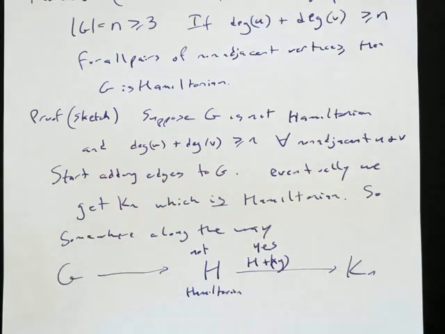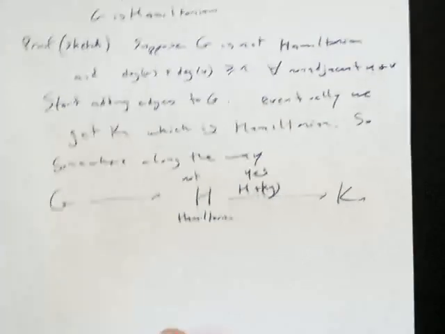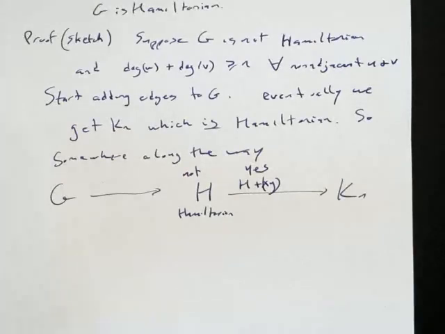G was not Hamiltonian. I started throwing on edges. Eventually I get to Kn if I add all the edges. But that means somewhere along the way we hit this graph H. H itself is not Hamiltonian, and the next edge I added is Hamiltonian.